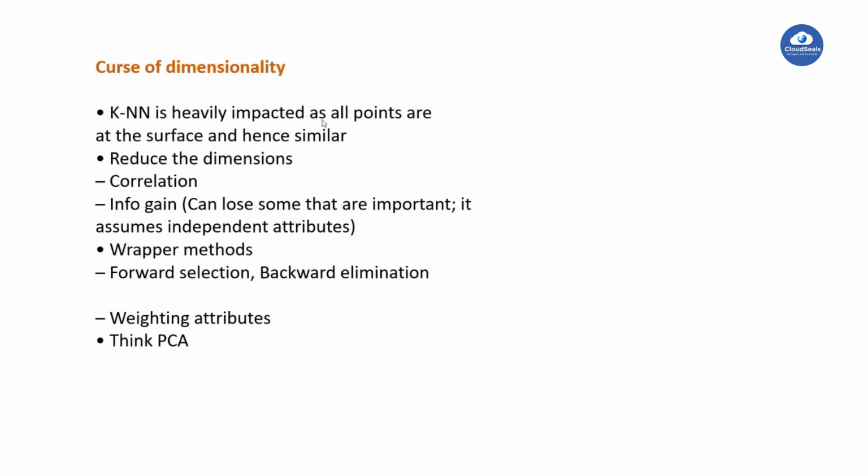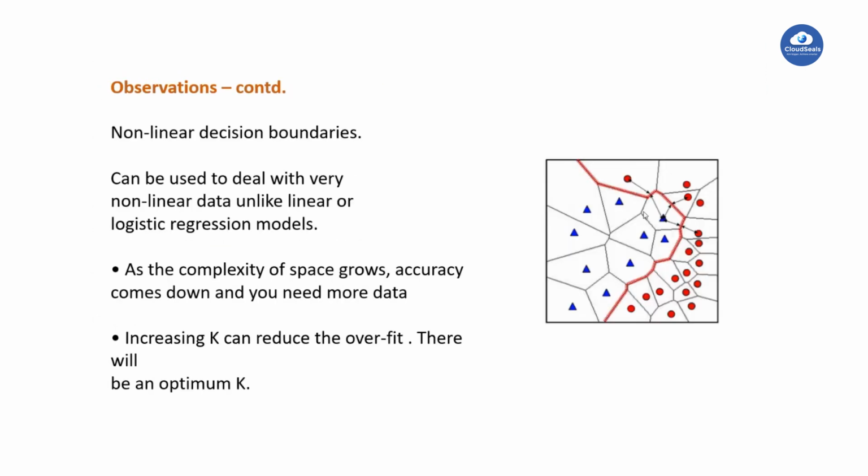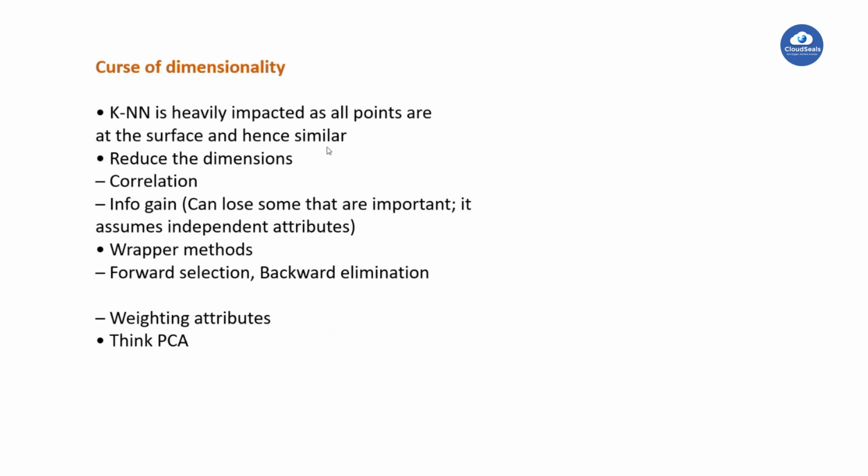KNN is heavily impacted as all points at the surface are hence similar. For example, in this diagram, if there is any data point which lies near the boundary, these are the surface area boundaries. If a data point belongs to these places, it is typically hard to say whether it belongs to the red cluster or the blue cluster. That is what they are saying here. Surface areas are similar and highly impacted by all those points.